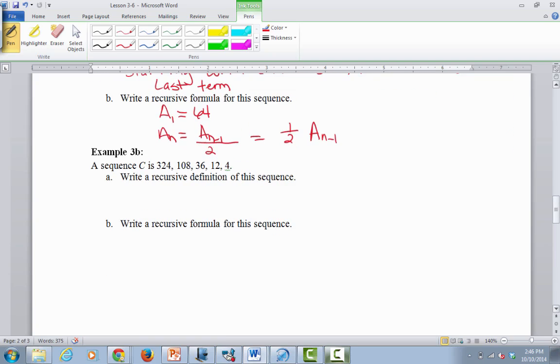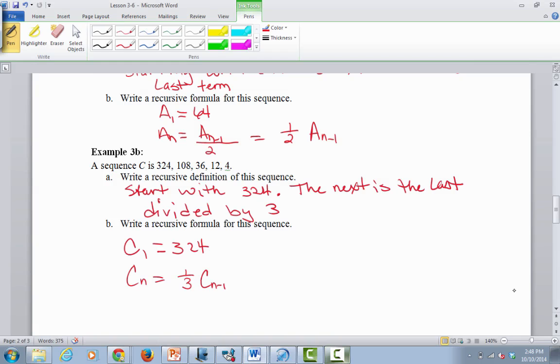All right. This is the last example of the day. This one is a sequence. C is 324, 108, 36, 12, and 4. Take a second to see if you can write the sentence down and try to get the recursive value yourself. Okay? Hopefully this is what you guys got. It's C sub n equals 1/3 times C sub n minus 1.